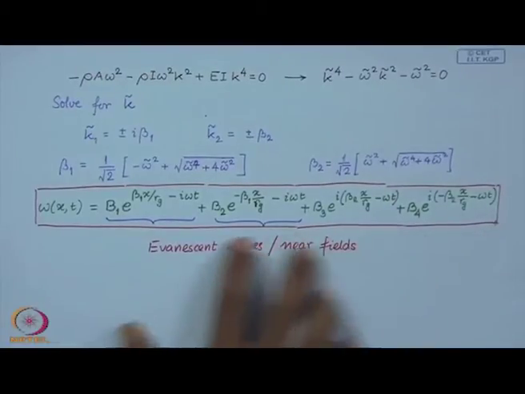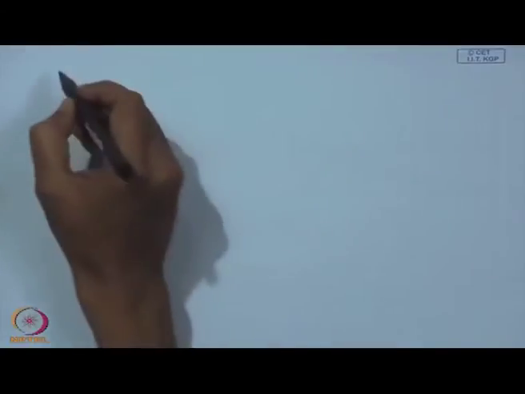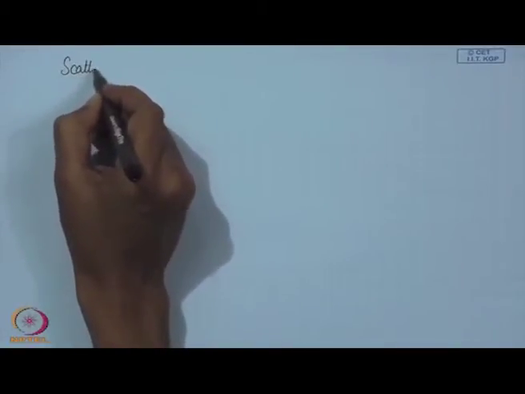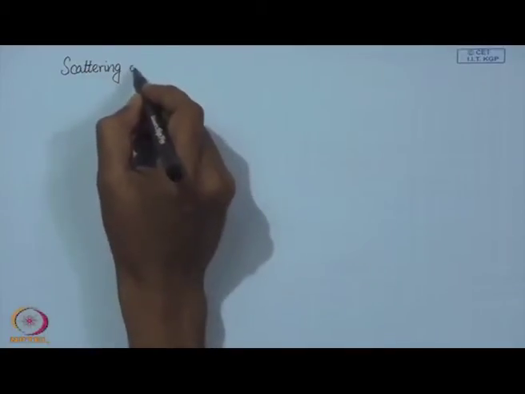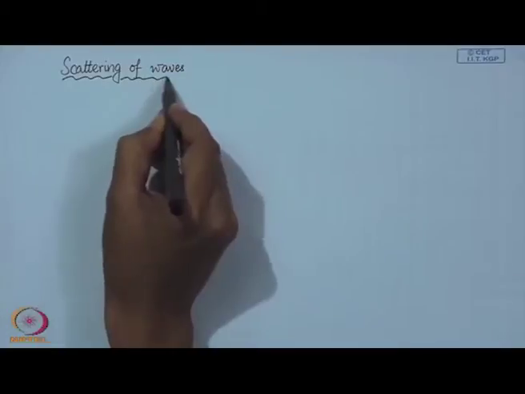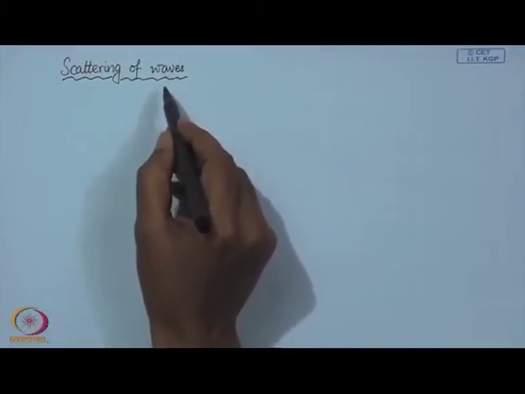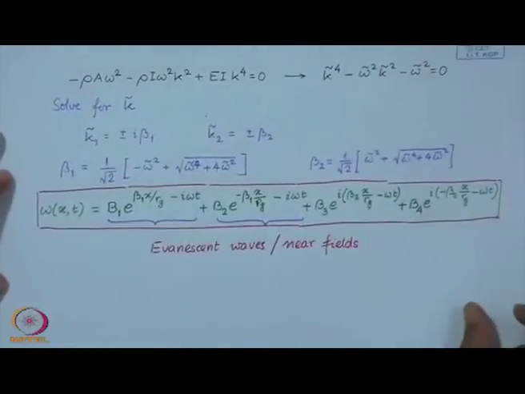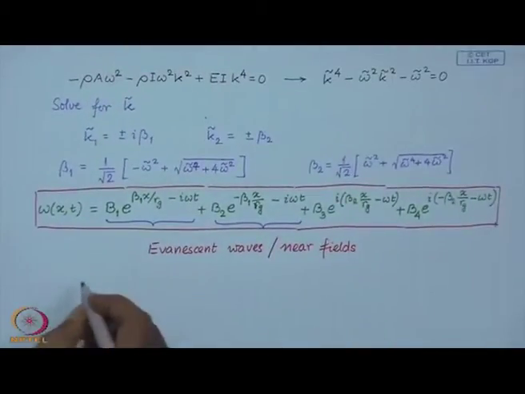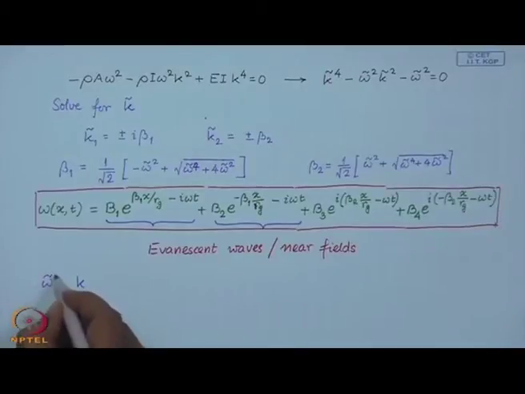scattering of waves, in which we will now have an opportunity to look at these evanescent waves or near fields. Now, one more thing before we proceed. In the case of the Euler-Bernoulli beam, the dispersion relation was omega square is k power 4.